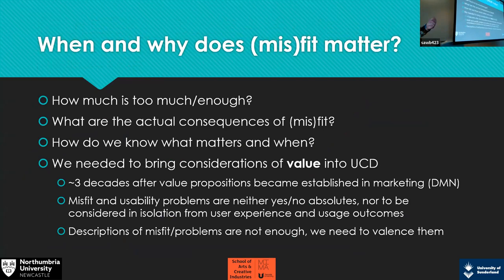So how much is too much? I mean, how slow is too slow? So classic usability measures of efficiency, effectiveness, you can get the measure, but what you don't know is what's the threshold. How much is too much? How much is enough? What are the consequences of that misfit? How do we know what matters is when?